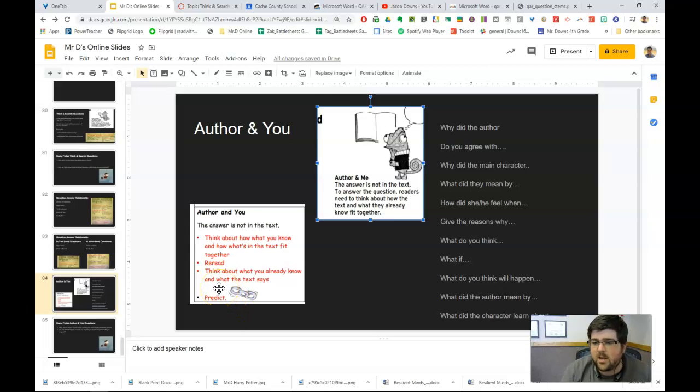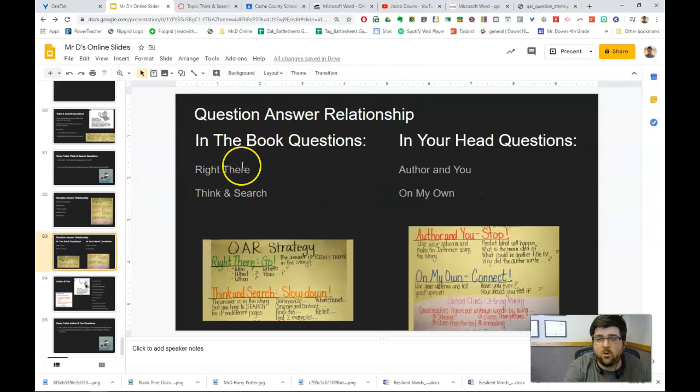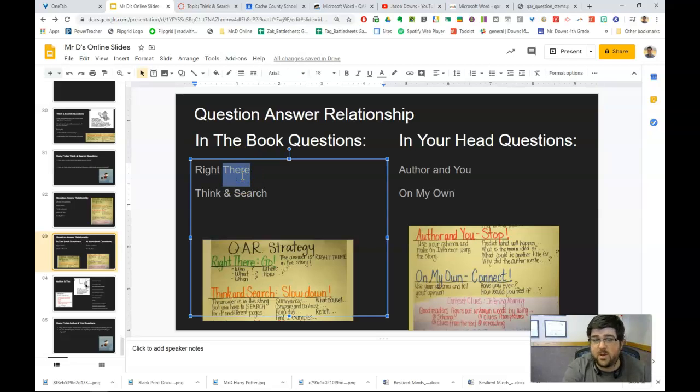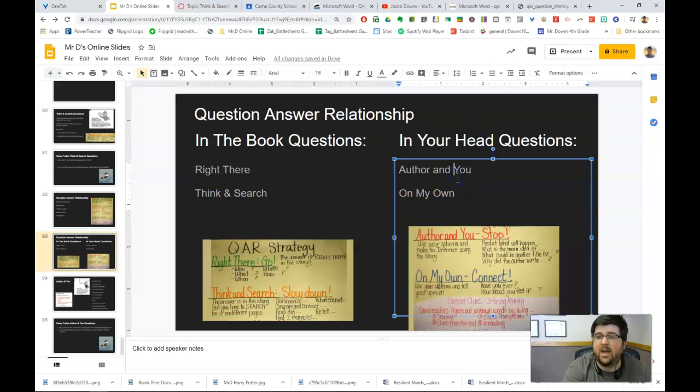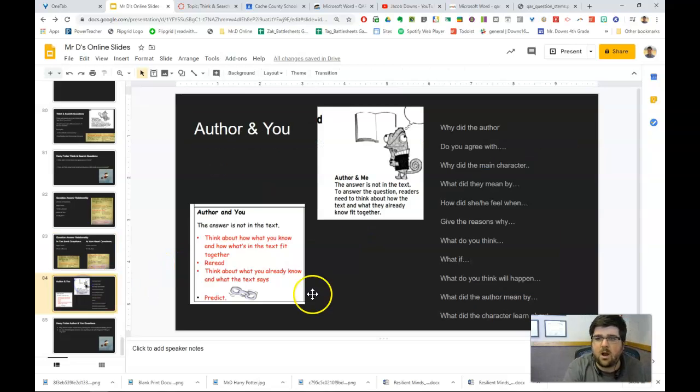So many times with author and you questions, there's not one specific answer. With the in the book questions, there generally is. With right there questions especially, and with think and search, sometimes there's a little bit of latitude, but generally there's a right answer. On the in your head questions, we want to provide our reasoning and support that reasoning with evidence from the text, but generally there's more than one right answer.